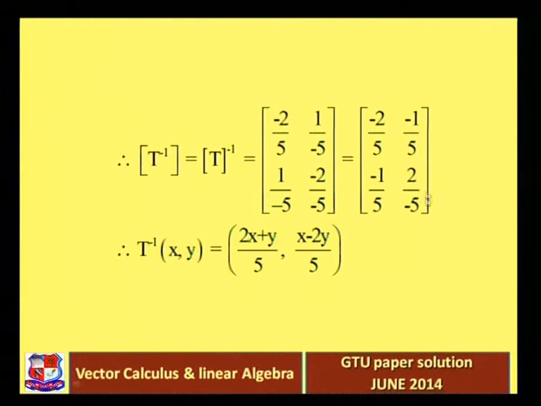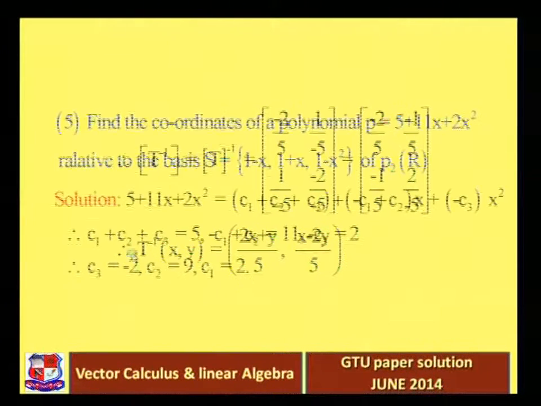1 by 5, 2 minus 2 by 5. This is exactly the inverse, the standard matrix for T inverse. And now from the standard matrix we can easily write down T inverse of (x, y), that is equal to (2x plus y) divided by 5, and then minus (2x plus y) divided by 5, and then (x minus 2y) divided by 5. Okay, so question 1-4 is complete now.